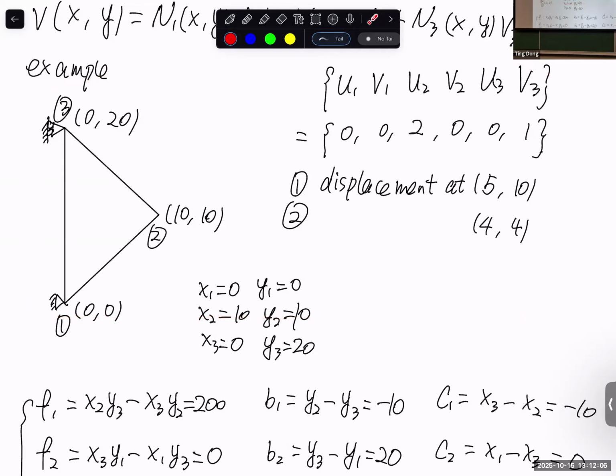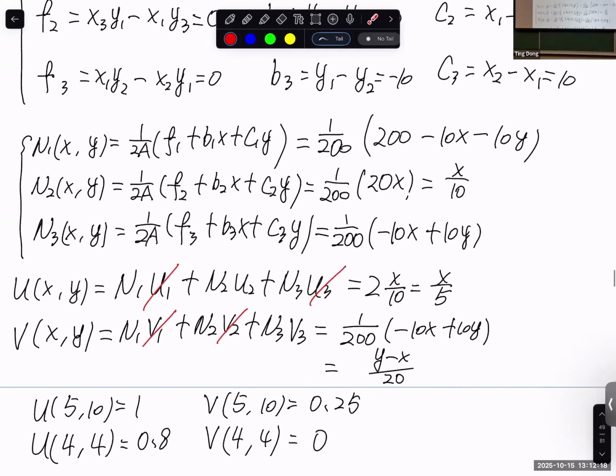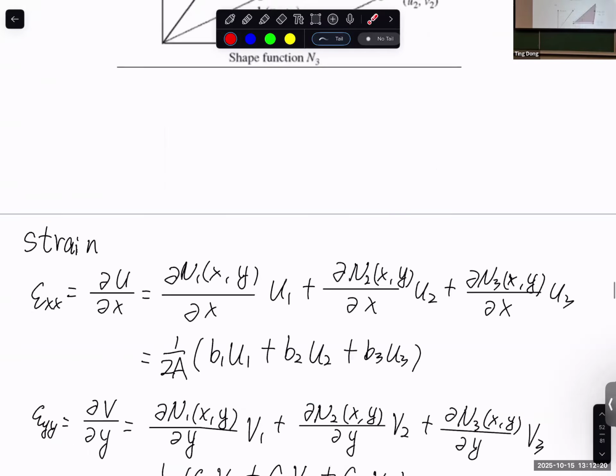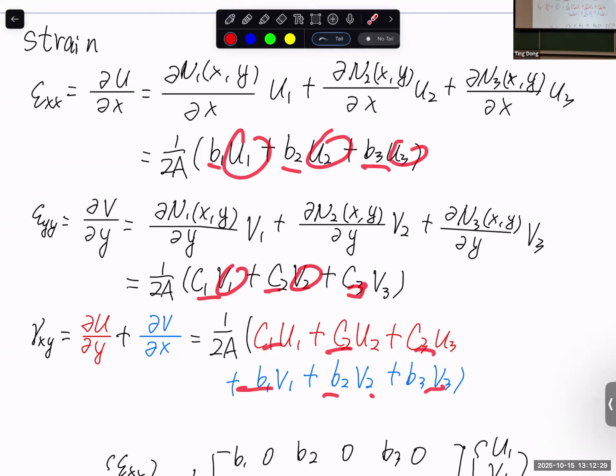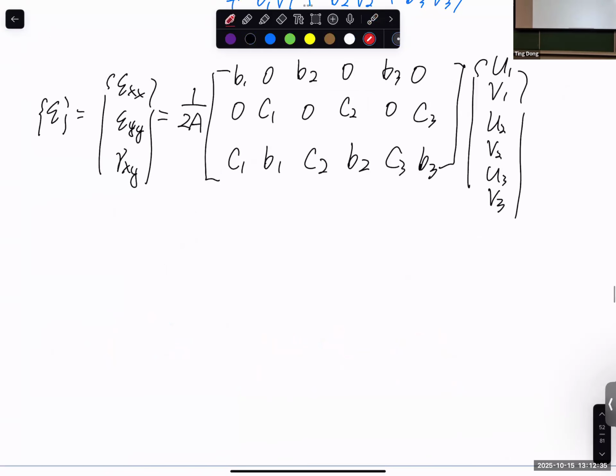How should we do it? We already have all the B and C, right? So basically, it's a really straightforward application. We already have all the B and C, and we already have all the U and V. We just plug in, and we can get the strain, right? So I will write it here.